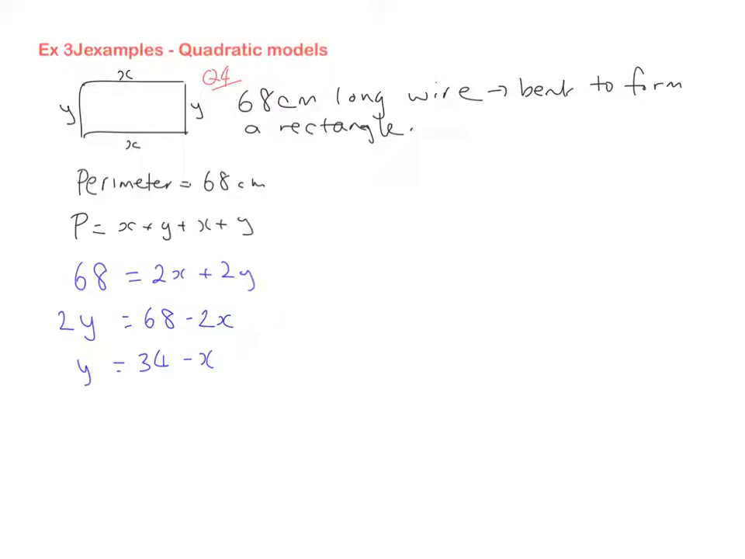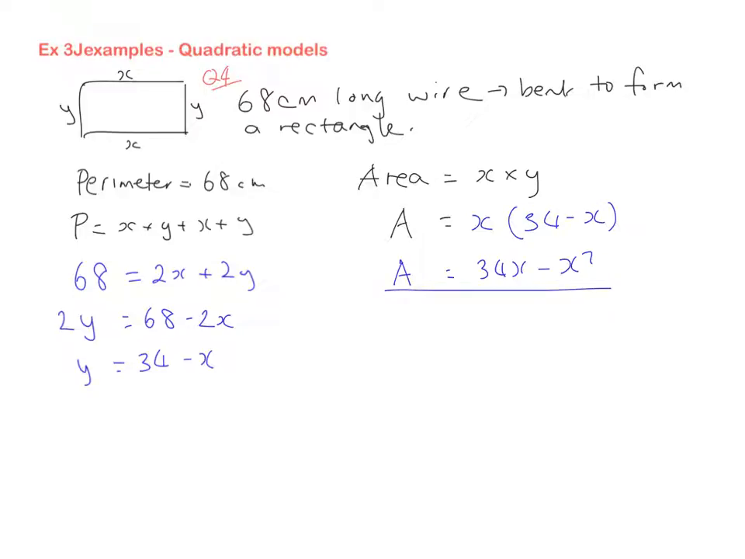Now, the question wants the area in terms of x. If I think about this rectangle, I know area is length by width, which is x times y. So area is going to be x times, and what did I say y was? It was 34 minus x. So I end up getting A equals 34x minus x squared. So there's my first answer to part A.